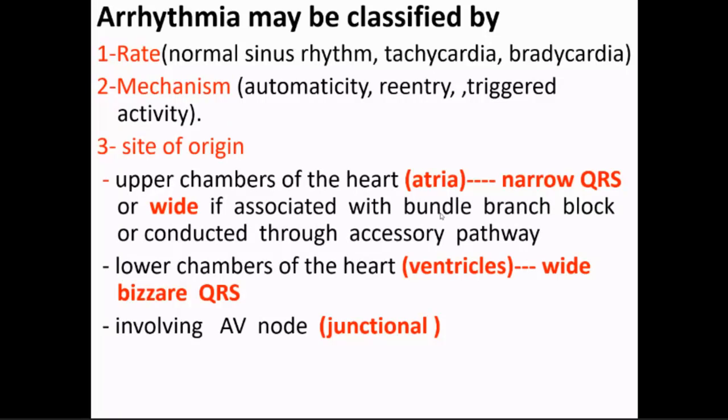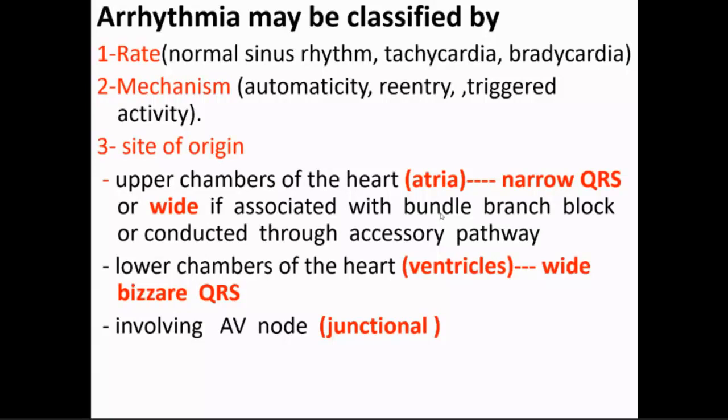It can be classified according to the site of origin. The upper chambers of the heart, which are the atria, will give a narrow QRS complex, or it can be wide if associated with bundle branch block, or conductive through accessory pathways. While the ventricle, if the origin is from the ventricle, it will give a wide bizarre QRS. هاي خلوها ببالكم دائما.